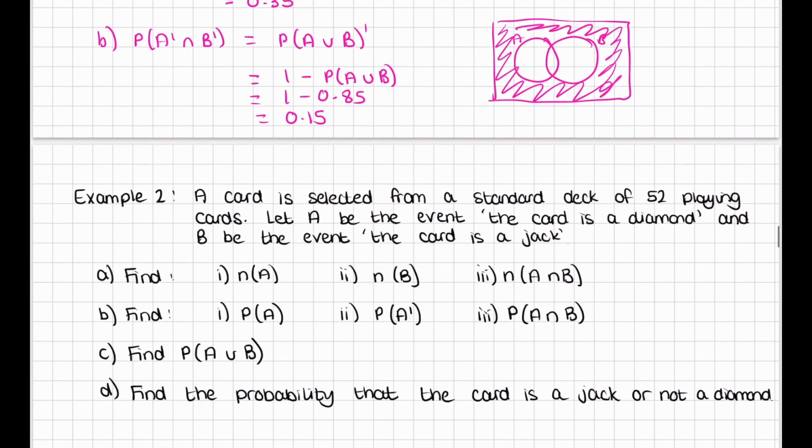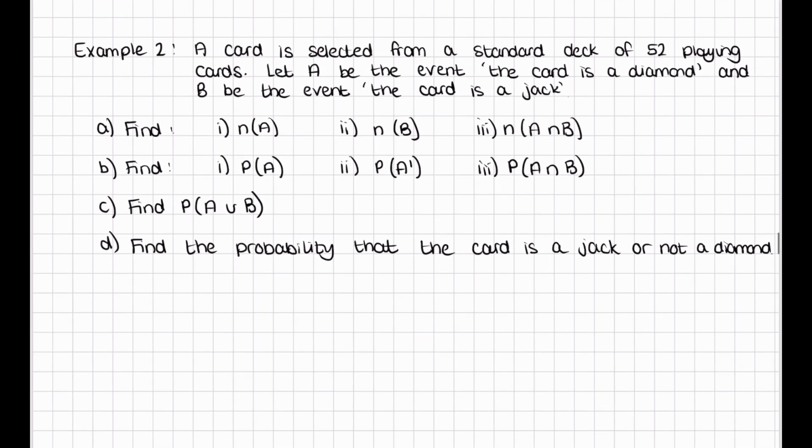Example 2: a card is selected from a standard deck of 52 playing cards. Let A be the event the card is a diamond, and B the event the card is a jack. First one, find the number in A. A is the event the card is a diamond. So how many diamonds are in a pack of cards? That would be 13.